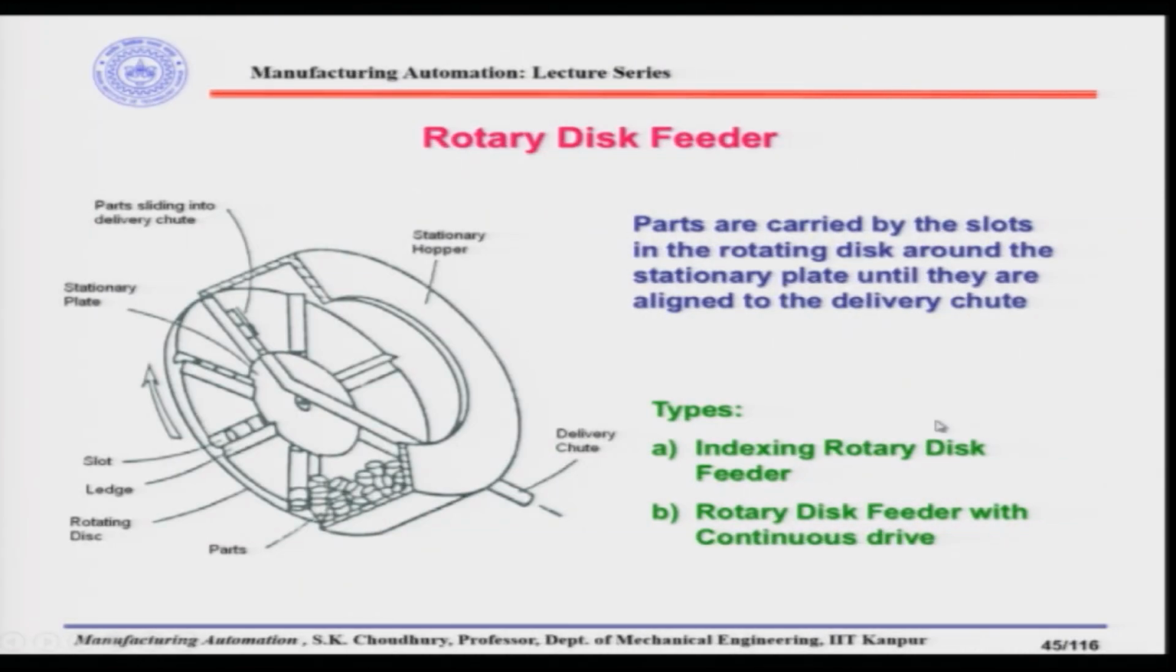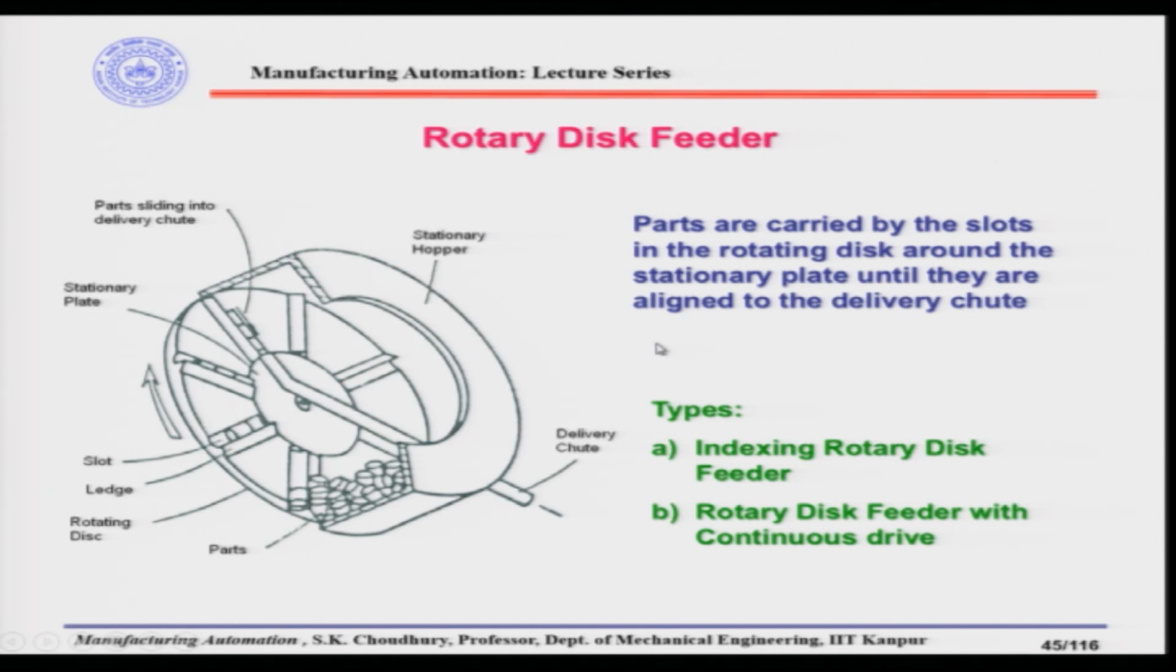After that, we have discussed the rotary disc feeder. Here we have the bowl and the base of the bowl rotating, and in the base of the bowl we have the slots. Those slots are protected by the ledges here and by the stationary disc, so that when the parts are nested in the slots, the parts will not fall down in this direction or in this direction. Okay. So, there are two types of rotary disc feeder.